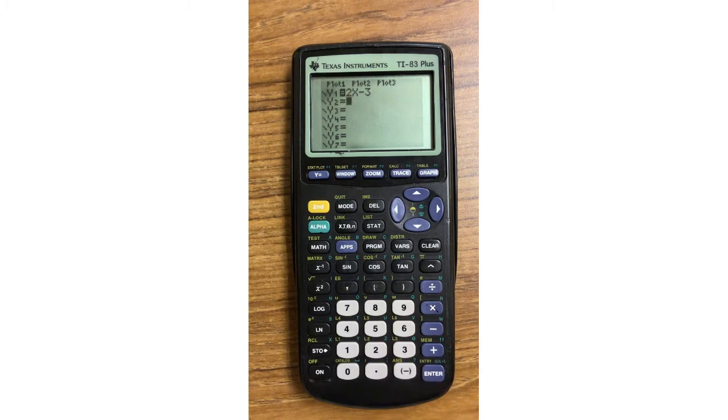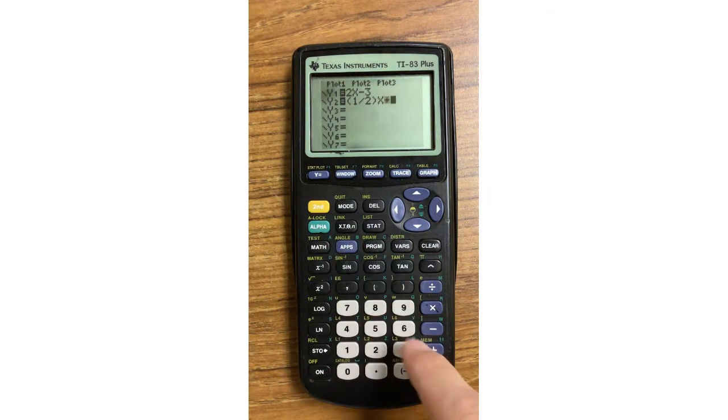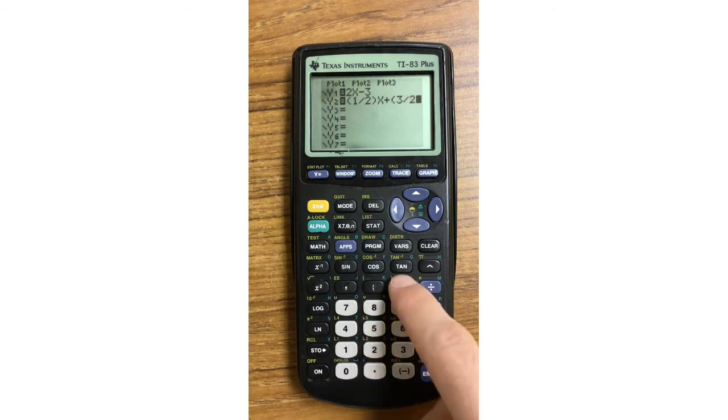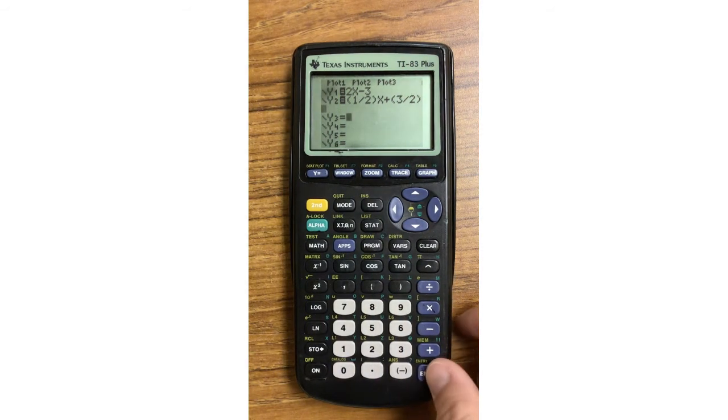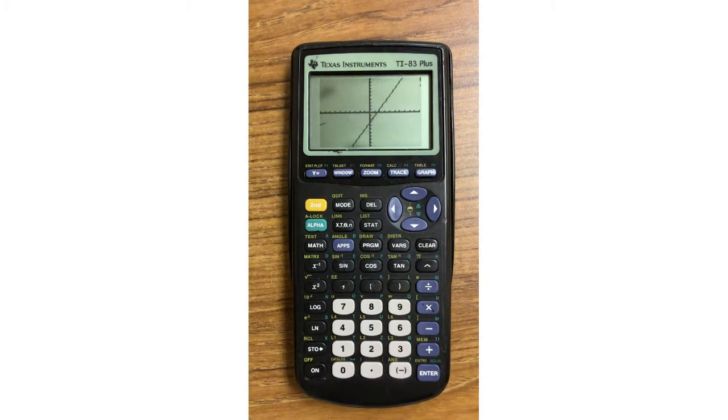Okay, and then in my y2, my second y, I'm going to write inside parentheses 1/2. Whenever you're doing a fraction, it's best to put it inside parentheses like that. 1/2 x plus 3 over 2. Okay, click enter. And then let's go ahead and click graph in the top right corner. All right, and I'm able to graph both functions.